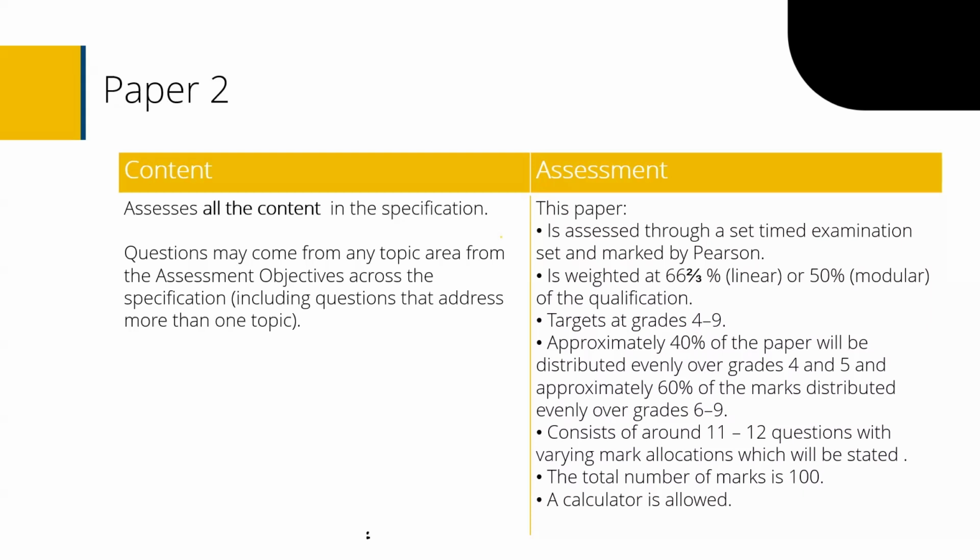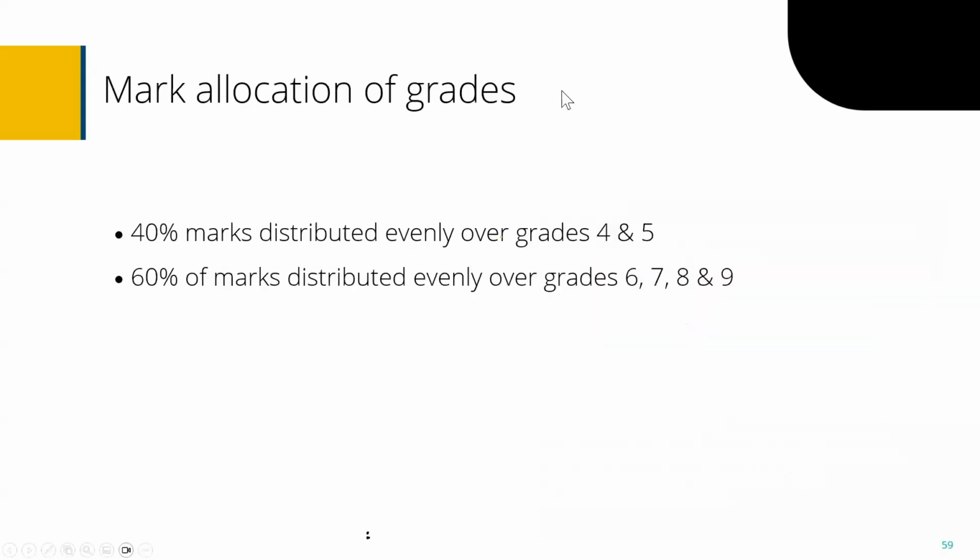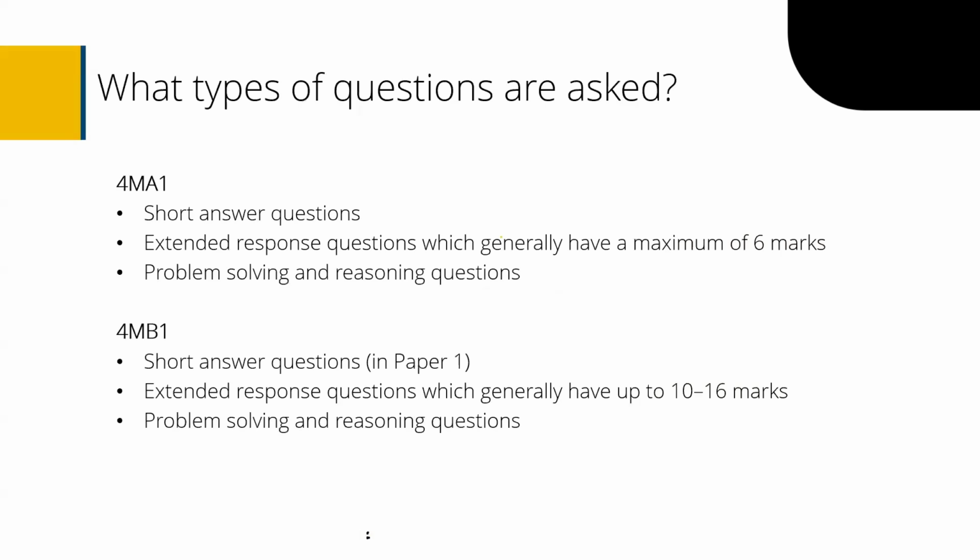Again, if we look at the next slide, where it mentions the mark allocation of grades: 40% of marks distributed evenly over grades 4 and 5, and 60% between 6, 7, 8, and 9. So what type of questions are assessed? If I summarize what I just mentioned so far, in both specifications, questions can be short response, extended response, or problem solving and reasoning questions as well.